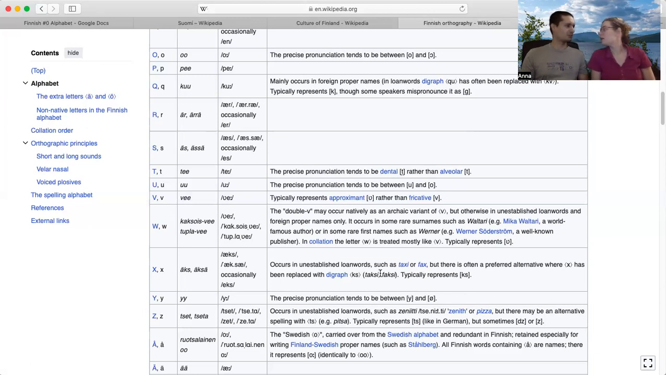Do you always think where you put the tip of your tongue when you speak? Well, I thought about it when I was studying Finnish pronunciation. That's good.